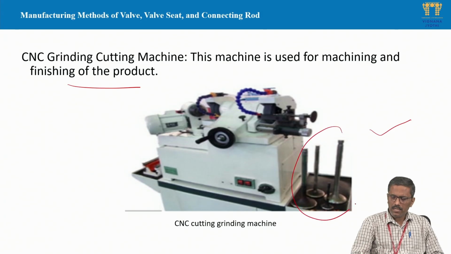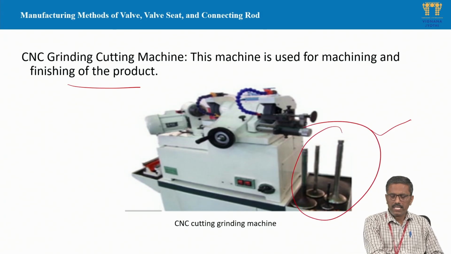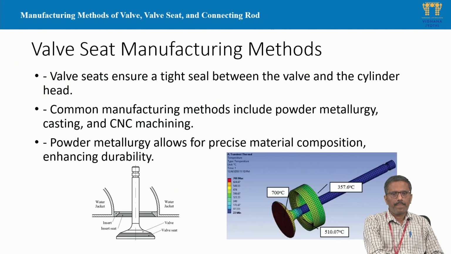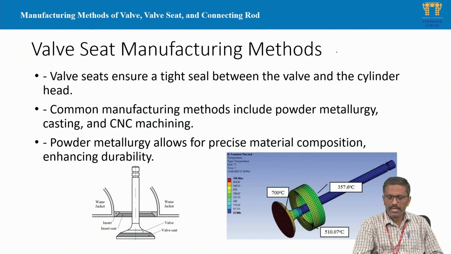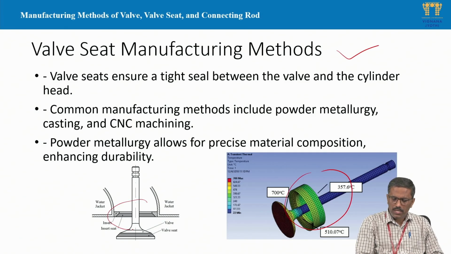So that's what you can see here. These are the valves after manufacturing using the CNC surface grinding process. And the next component is the valve seat. So this is a valve seat, and here also you can see a valve seat.